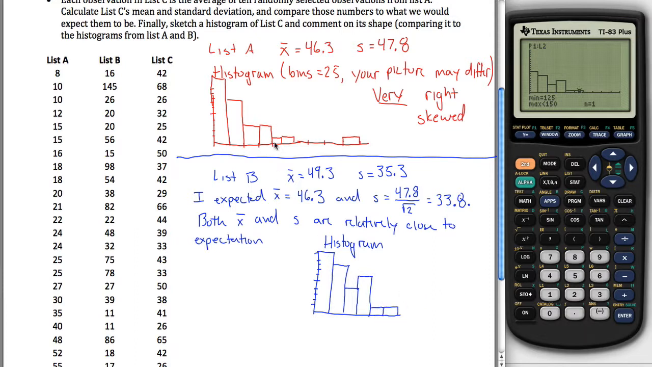Here's my histogram. Still skewed. Still right skewed. But maybe not as bad. All right, this one is very skewed. This one, it's not normal yet. We're getting there. It's still skewed. All right, one more time.